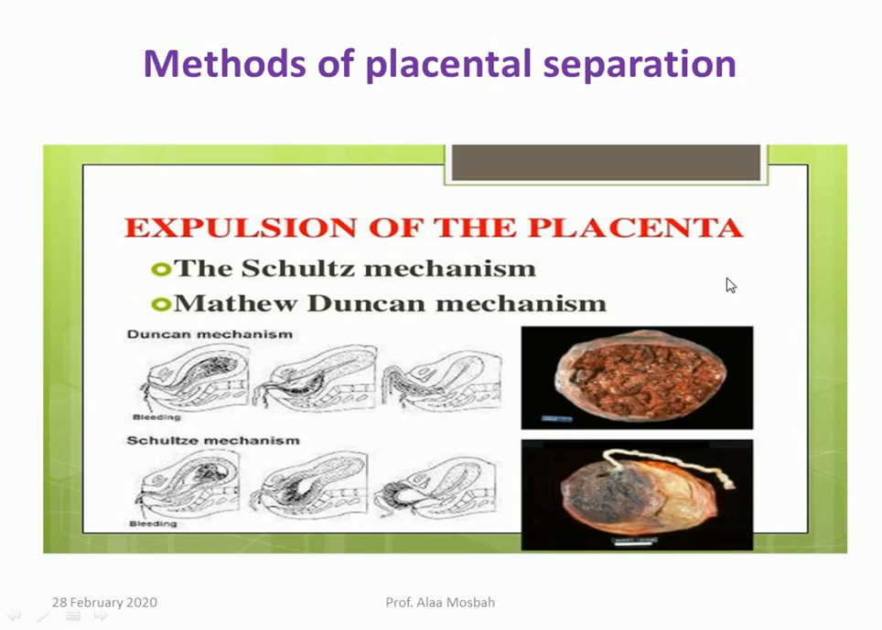The methods of separation of the placenta are two mechanisms. Schultz mechanism, 85% of cases, the separation of the placenta occurs at the center, so the placenta will be delivered as an inverted umbrella as you see in this picture. While the other method is called Duncan method, constituting 15% of the cases, separation occurs at the edges and is associated with more bleeding and more occurrence of remnants of the placenta inside the uterus.